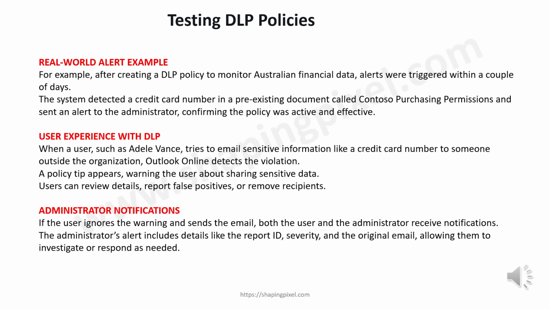When a user, such as Adele Vance, tries to email sensitive information, like a credit card number, to someone outside the organization, Outlook Online detects the violation. A policy tip appears warning the user about sharing sensitive data. Users can review details, report false positives, or remove recipients. If the user ignores the warning and sends the email, both the user and the administrator receive notifications.